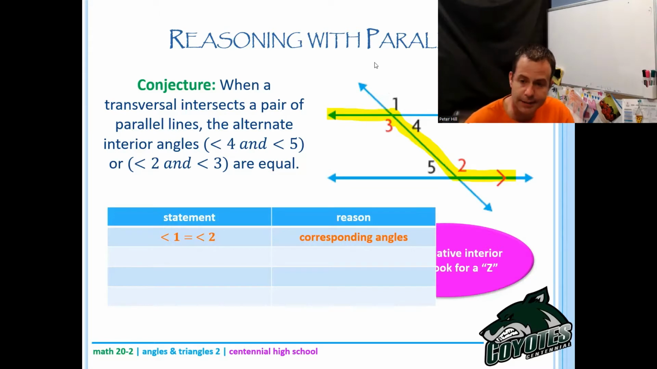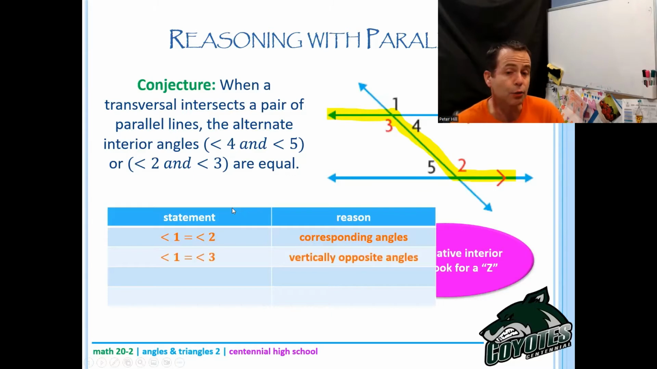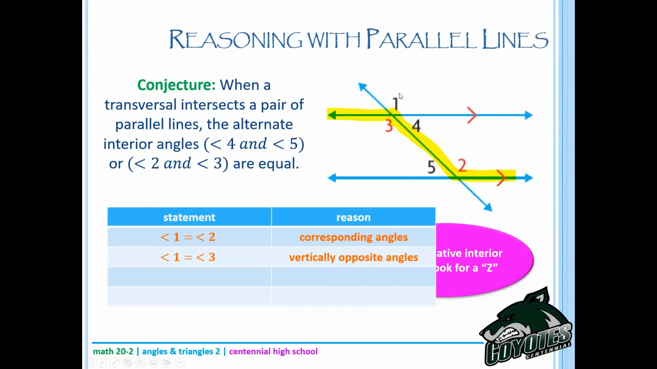All right, next statement. We know that angle 1 equals angle 3, and the reason for that is that they're vertically opposite, okay? Again, I'll hide myself for a quick sec, and you can see right here, angle 1 and angle 3, vertically opposite, okay?